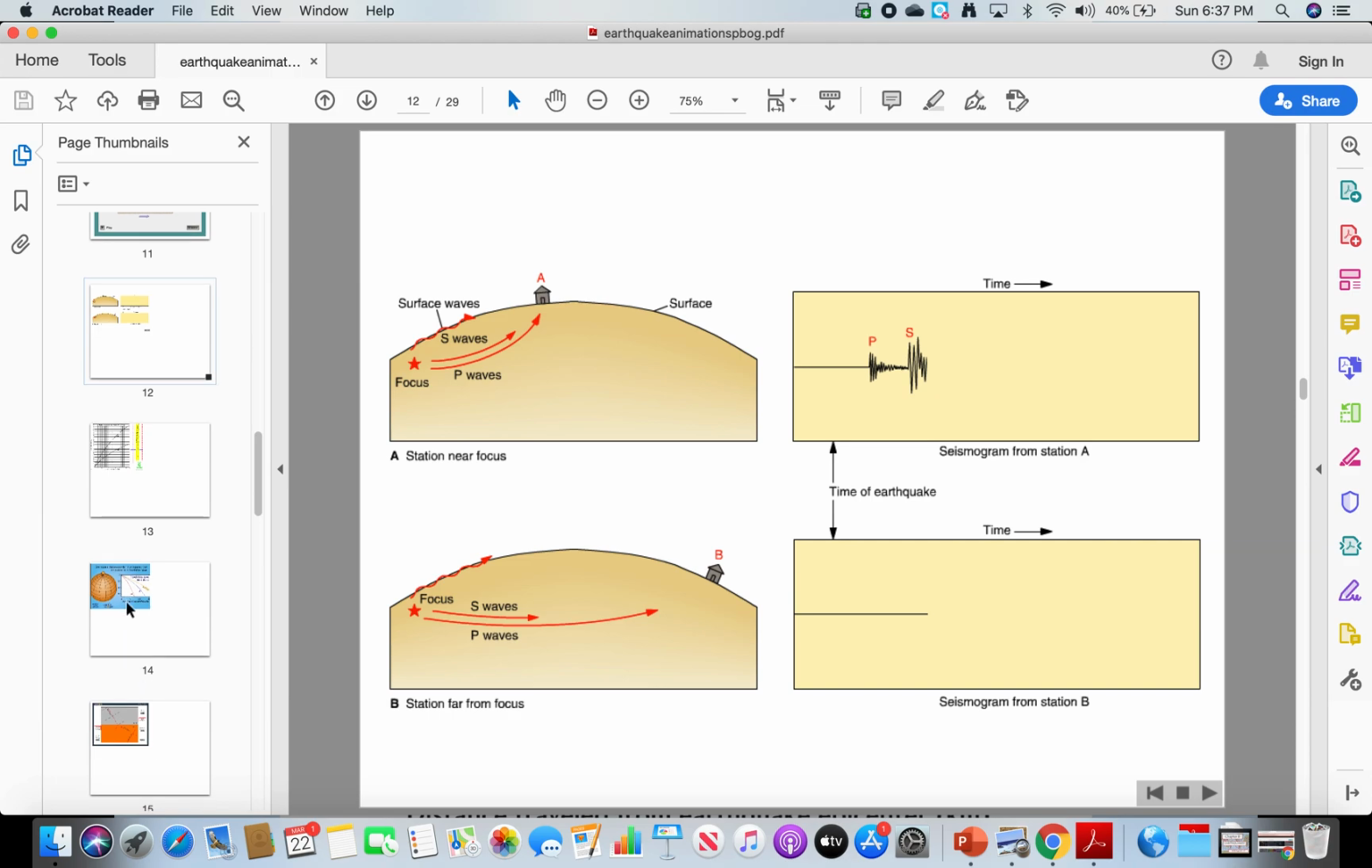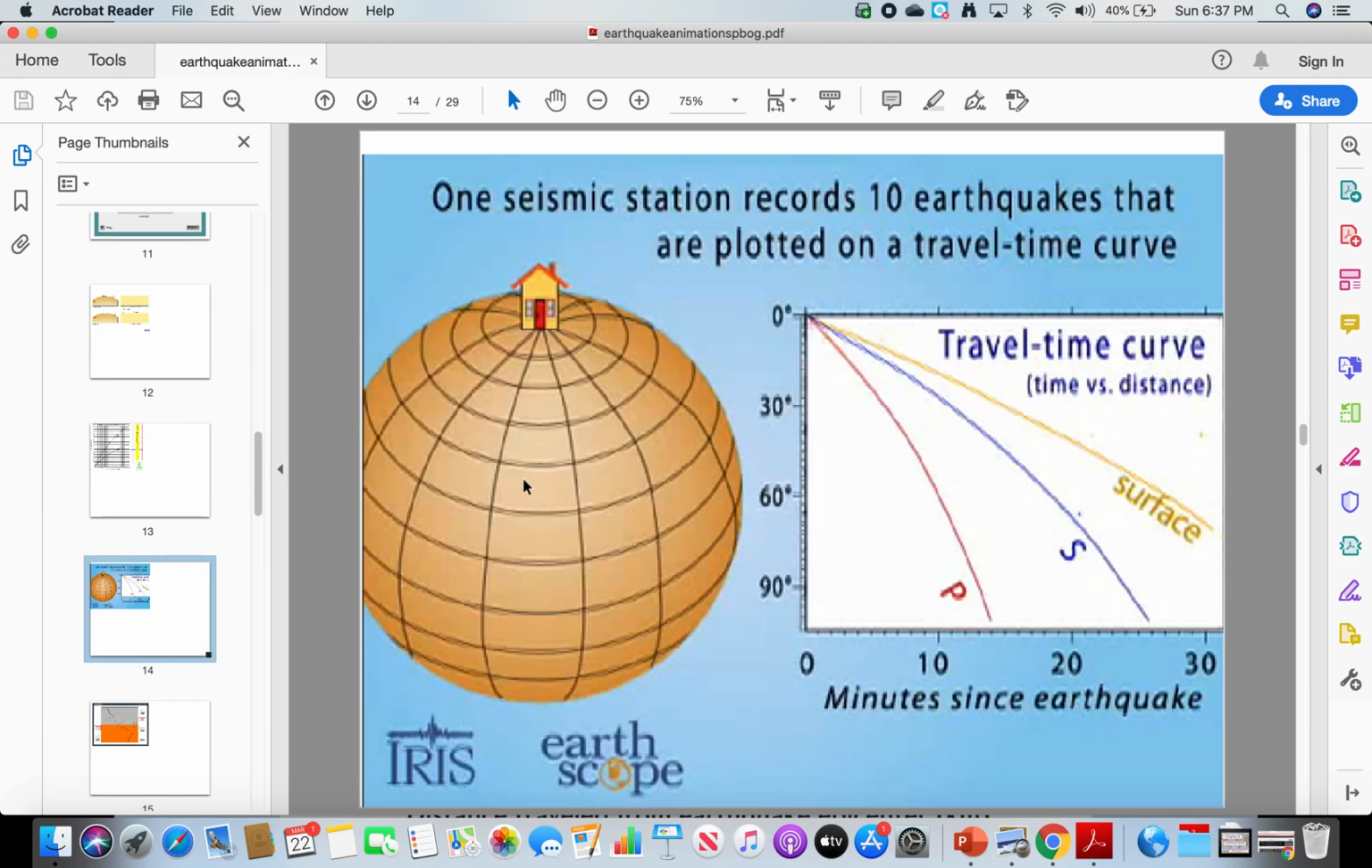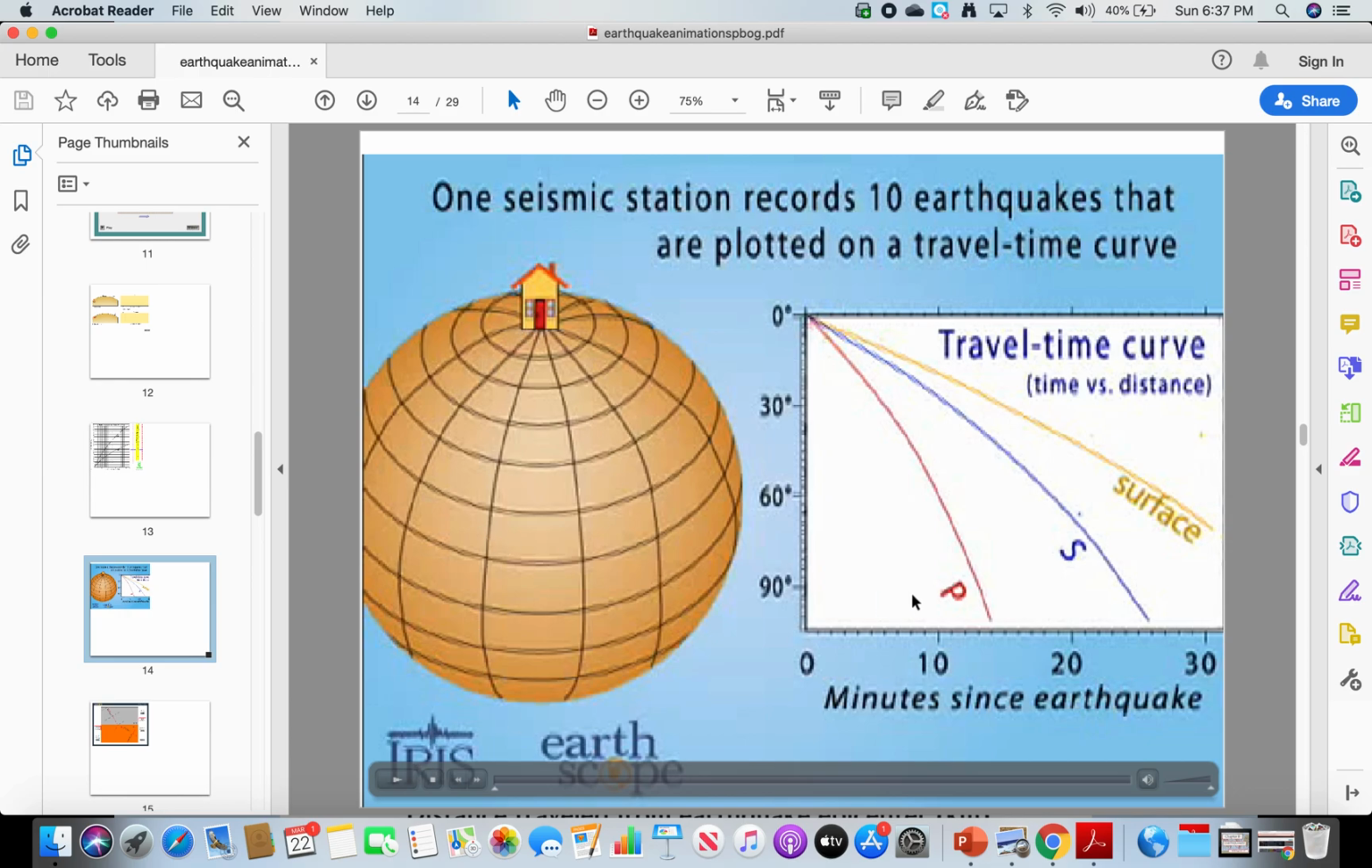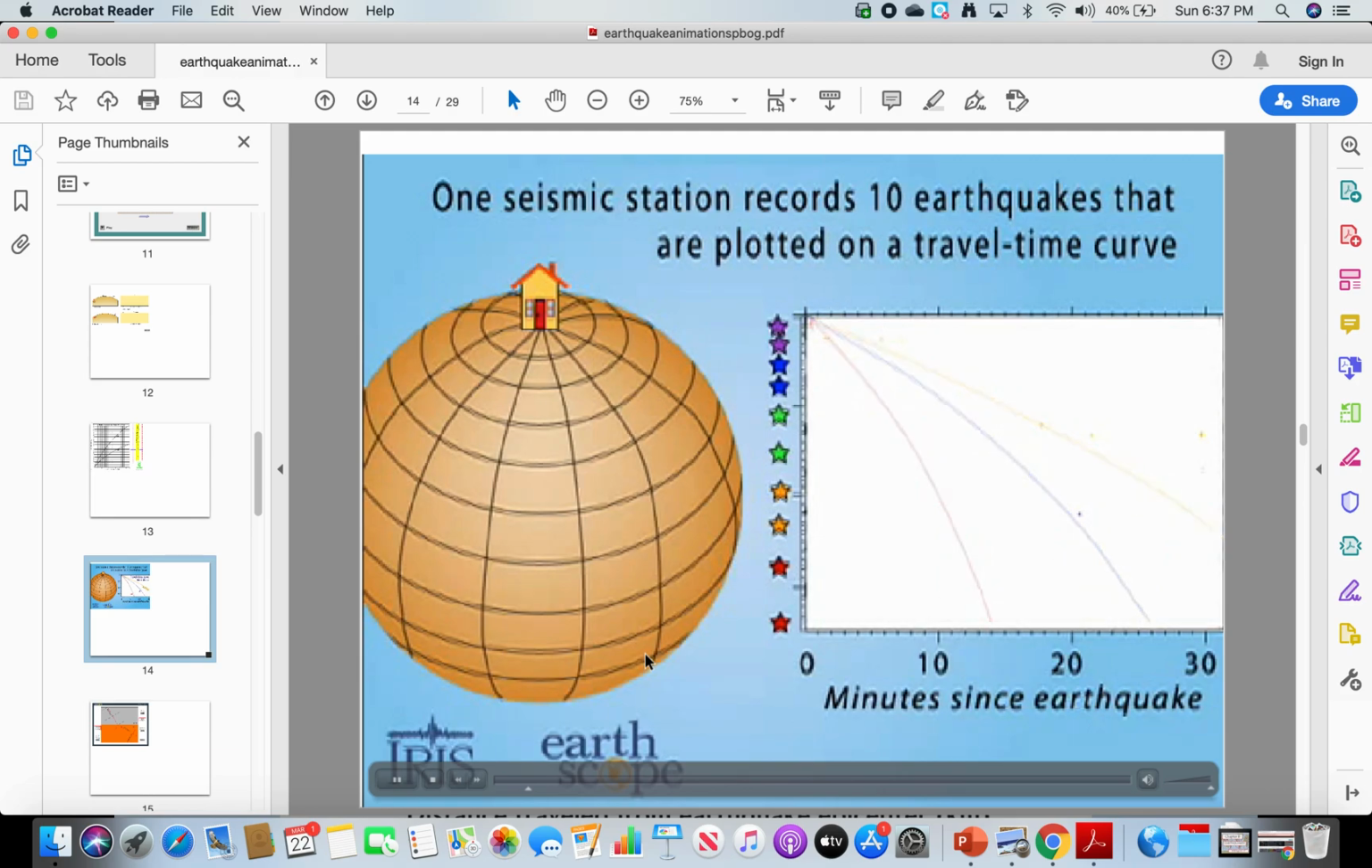So I want you to watch this video. This is a quick little video. Here's our seismograph station. It happens to be at the North Pole. That's not where you would really find a seismograph station, but that's how this looks. They're going to plot a whole ton of earthquakes, and show you a seismic station will record 10 earthquakes to show how the data fit the travel time graph.